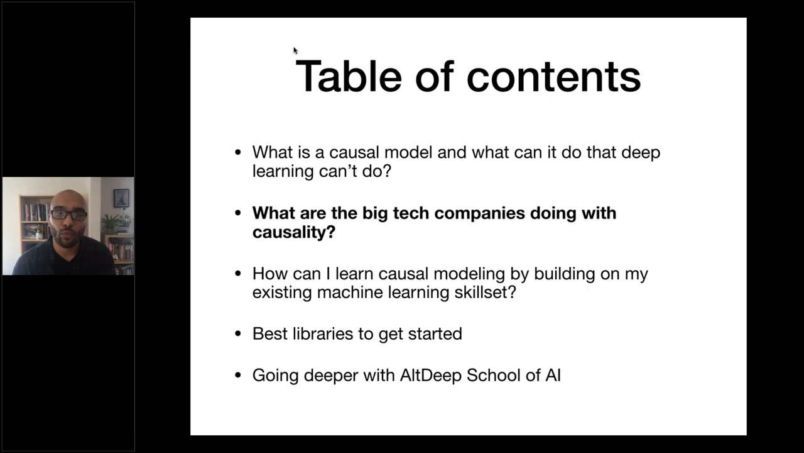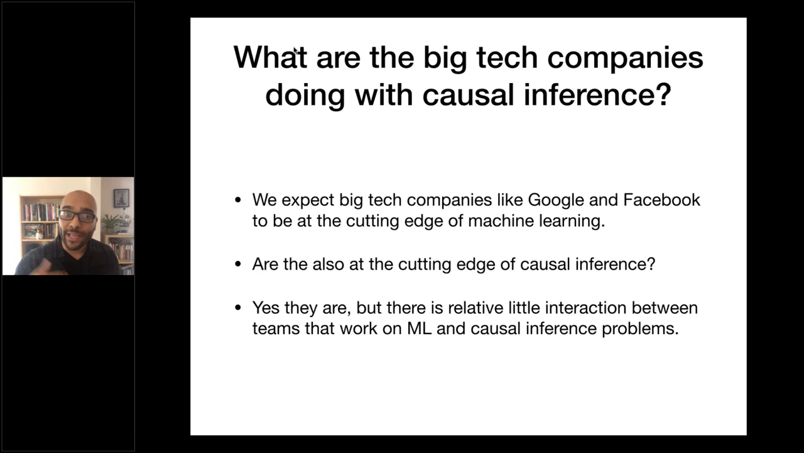Okay, so what are the big tech companies doing about causality? This is a logical question because we expect big tech firms like Google and Facebook to be at the cutting edge of machine learning. Are they also at the cutting edge of causal inference? The answer is, well, yes, they are. But in practice, it depends on your organization, but there's relatively little interaction between the teams that work on machine learning algorithms and implementing them and scaling them, and the teams that work on causal inference problems.